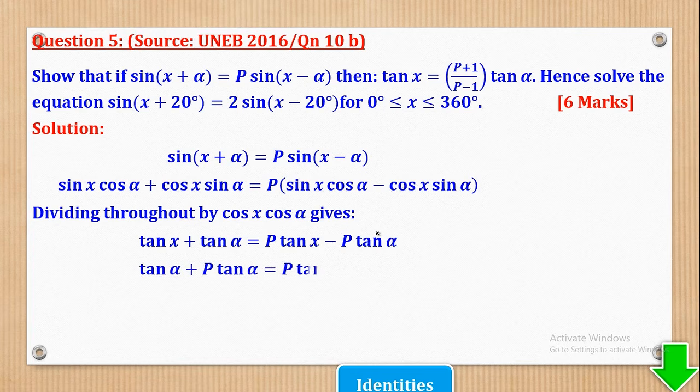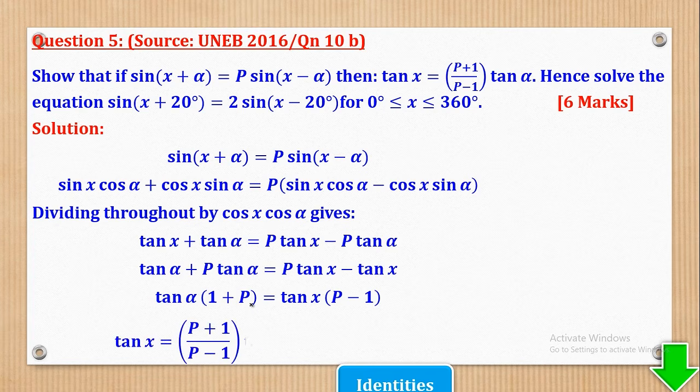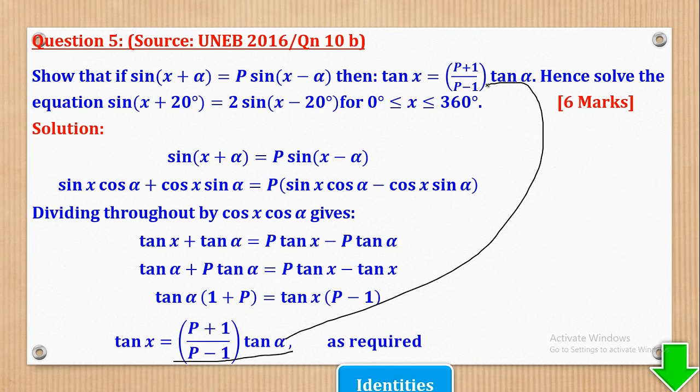So next is to collect like terms of tan x and tan alpha. So put tan x on one side and tan alpha on the other side. Then you factorize out tan alpha and tan x, come up with that. Then next is to make tan x the subject. So tan x will be equal to that which is required. So basically that's what they wanted.